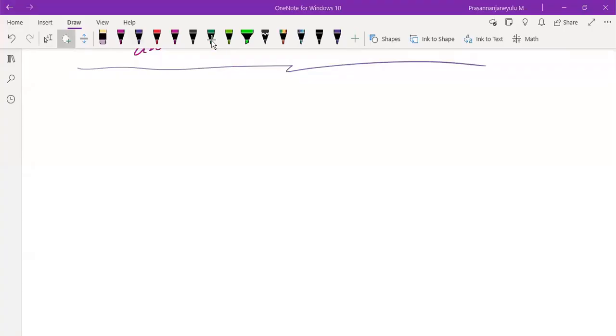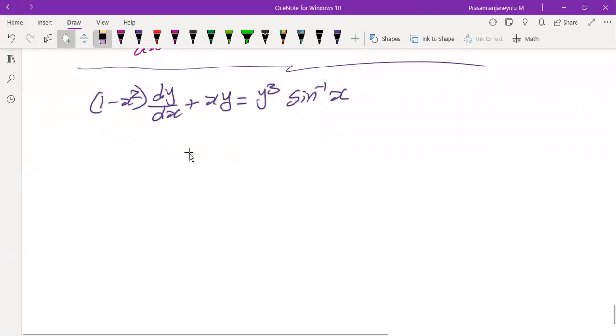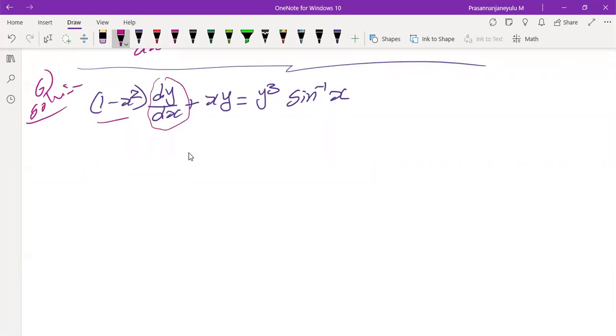Problem number 6. So the solution of problem number 6 is this. So this is the given differential equation. Now, according to our discussion, what should the dy/dx coefficient be? Only one, or maybe in terms of the dependent variable y.